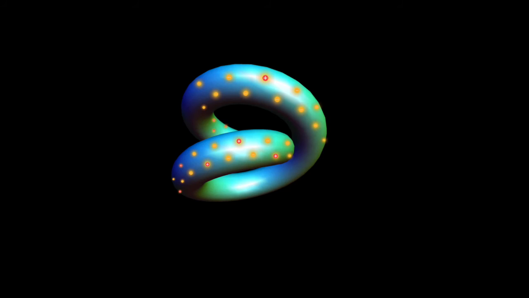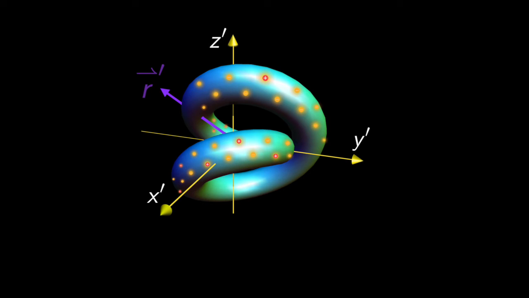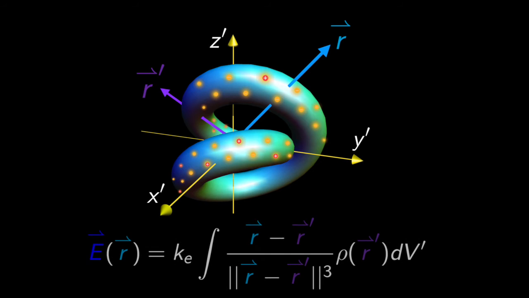Now that we've got that cleared up, we can compute the electric field of an arbitrary stationary charge distribution and use that to derive Gauss's law for electricity. We're going to need two systems of coordinates, the primed coordinates to integrate over the charge distribution, and the unprimed coordinates to point to a location in space. The value of E at r is k_e times the integral of r minus r prime divided by the length of r minus r prime cubed times rho of r prime dV prime.